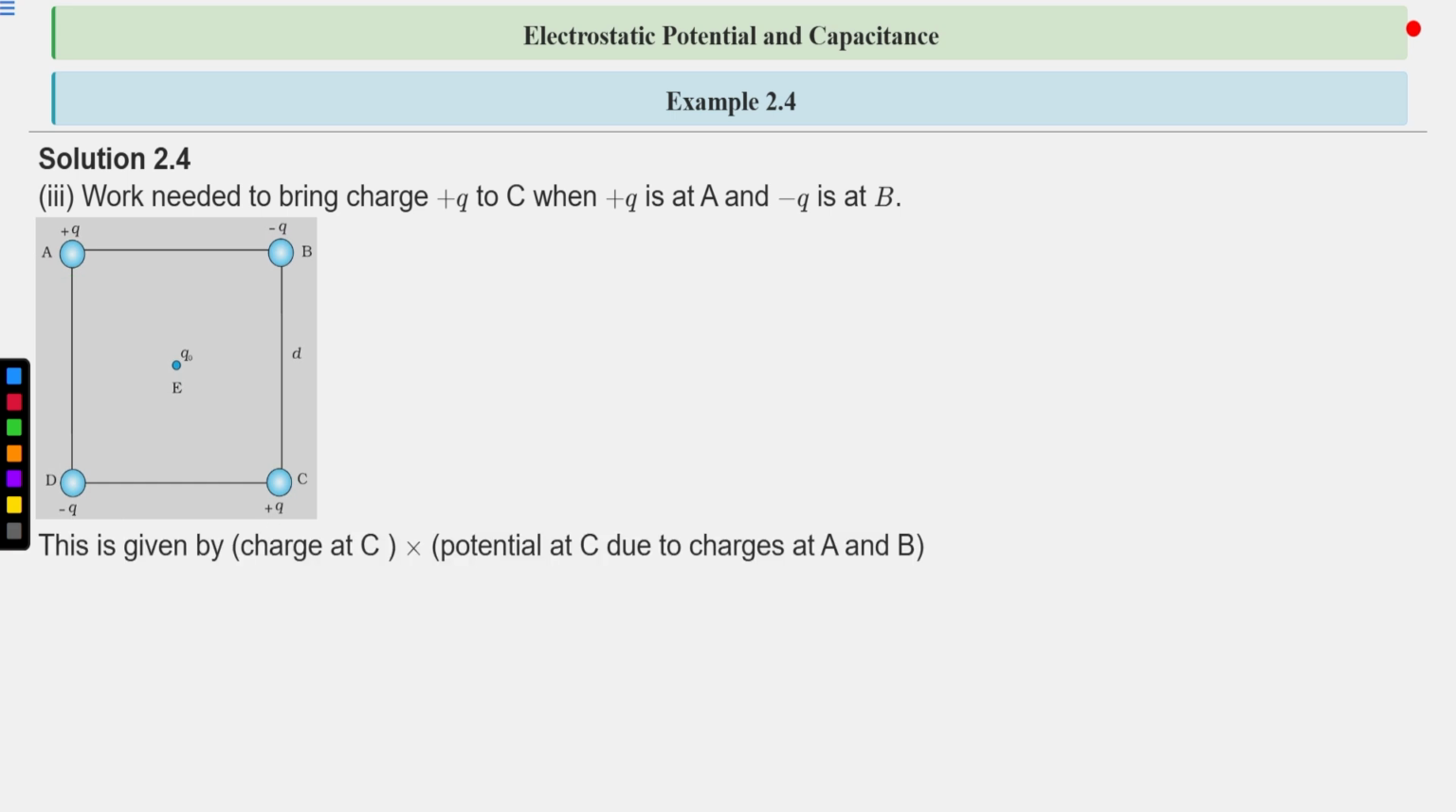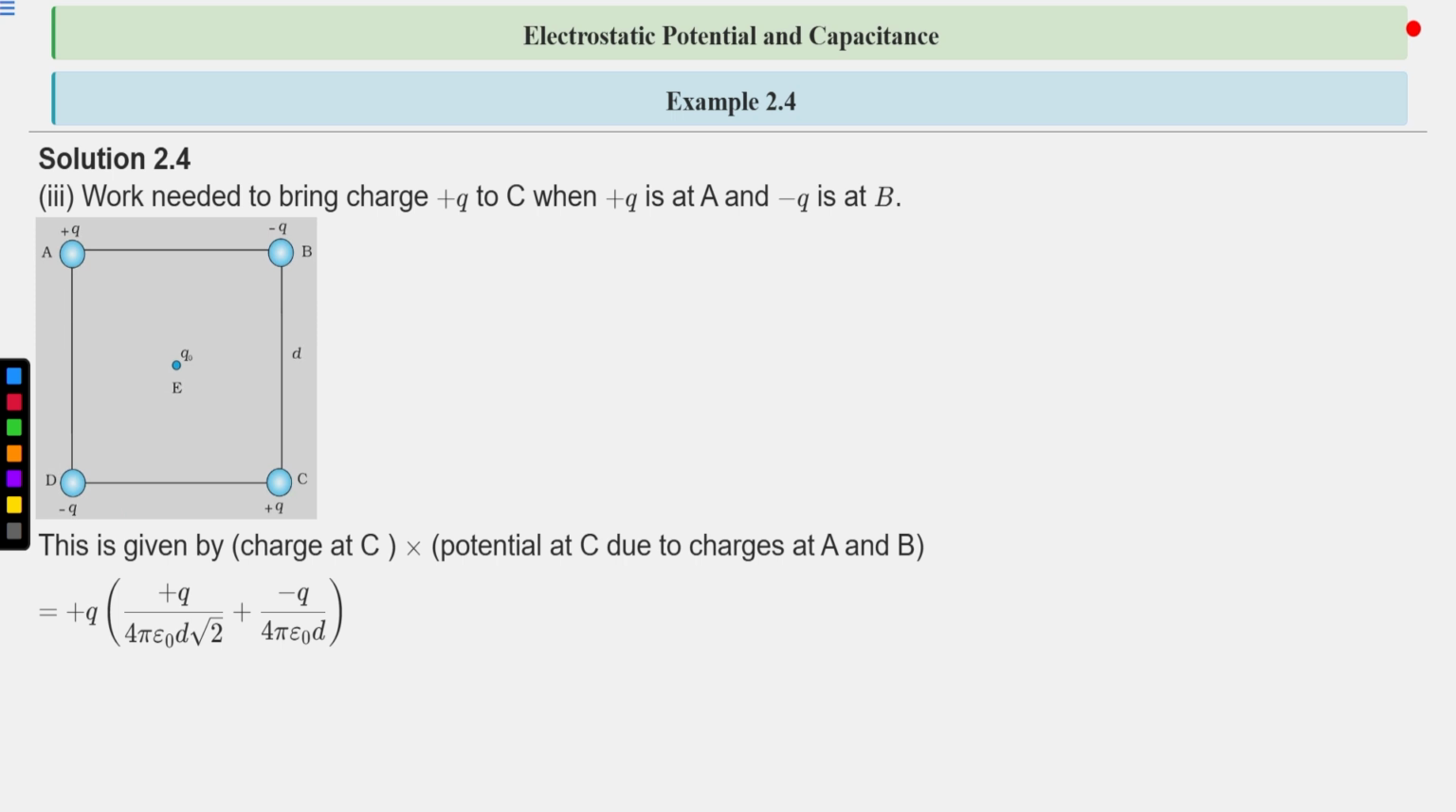This is given by, now what is the work done? The charge at C, this plus Q, times the potential created by these two charges at C. What is the potential created by these two charges at point C, times the charge at C? This is the work done to bring charge plus Q to C when both these charges are present.